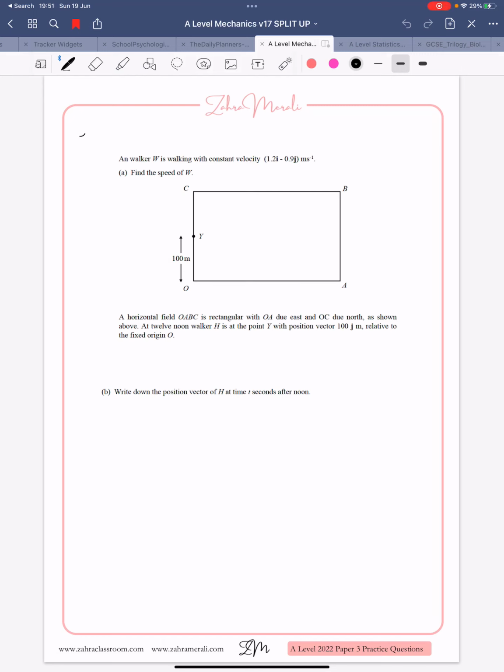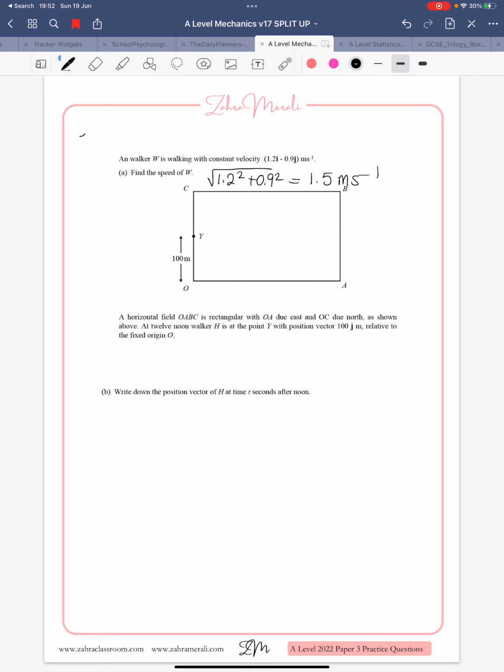Okay, so we've got a walker here who's walking with constant velocity and we want to find the speed. Now remember, speed isn't a vector, it's a scalar. So we're going to Pythagoras this. We're doing the square root of 1.2 squared plus 0.9 squared, which gives us 1.5 meters per second.